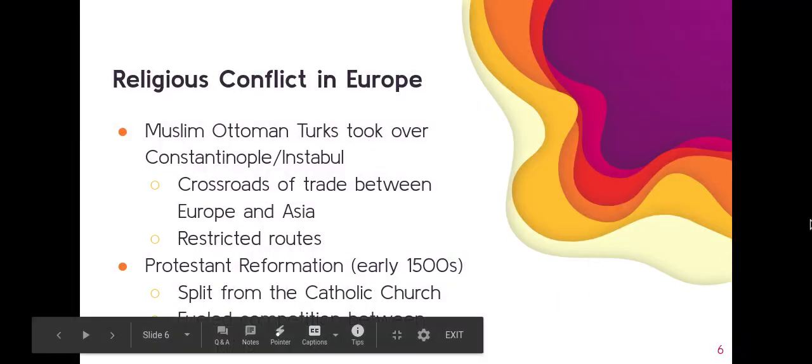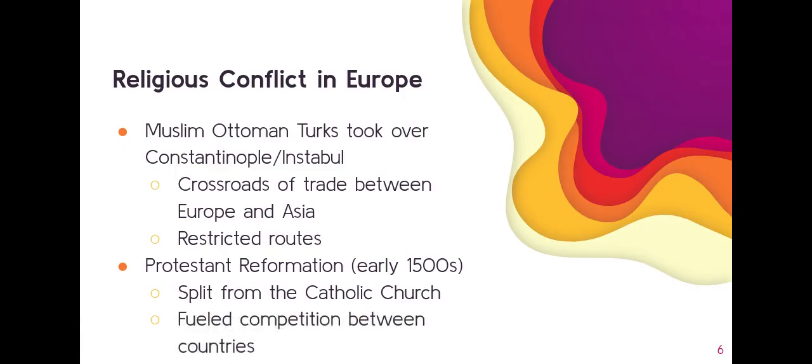Additionally, we see the Protestant Reformation beginning, and this is where we see Martin Luther beginning in Germany and then in other parts of Europe as well, split from the Catholic Church and create the Lutheran Church and then various other Protestant groups. And what this is going to do is fuel competition between countries. So as one country remains Catholic and another becomes Protestant, it's going to fuel that competition between each region.